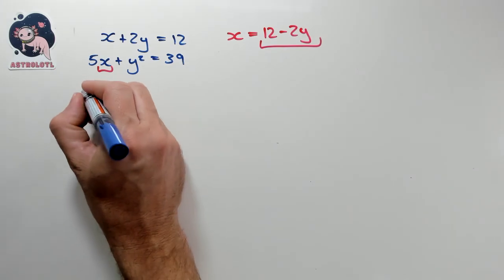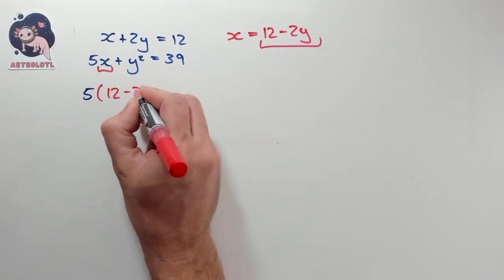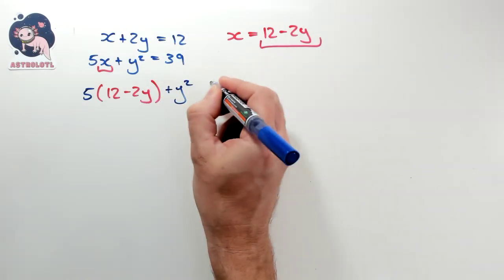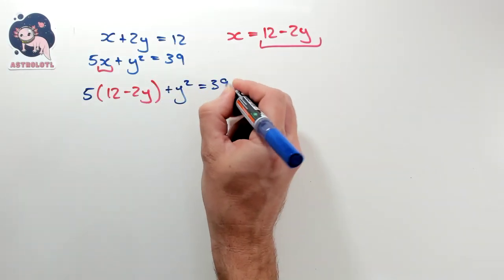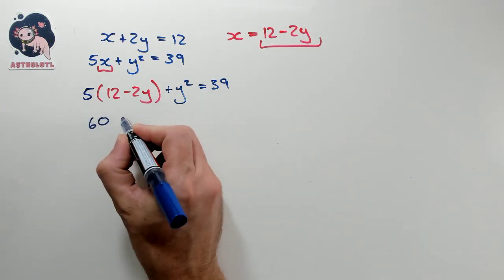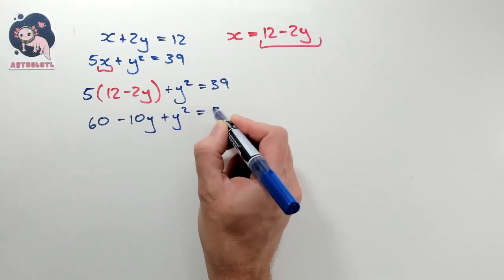So this will be 5. I'll color code it while we're at it. 12 minus 2y, and then plus y squared equals 39. And just multiply these in, so I'll get 60 minus 10y plus y squared is 39.